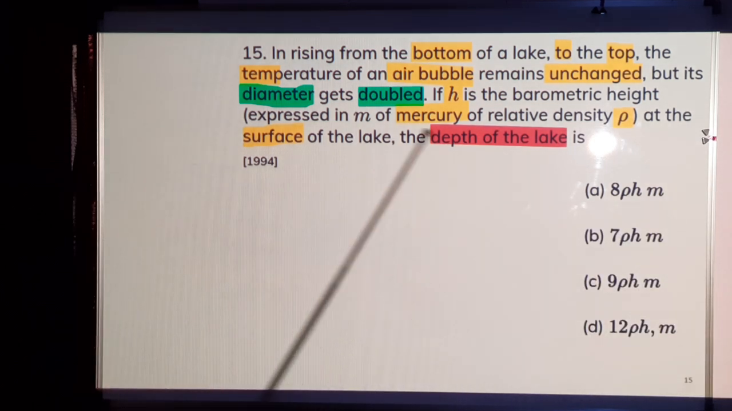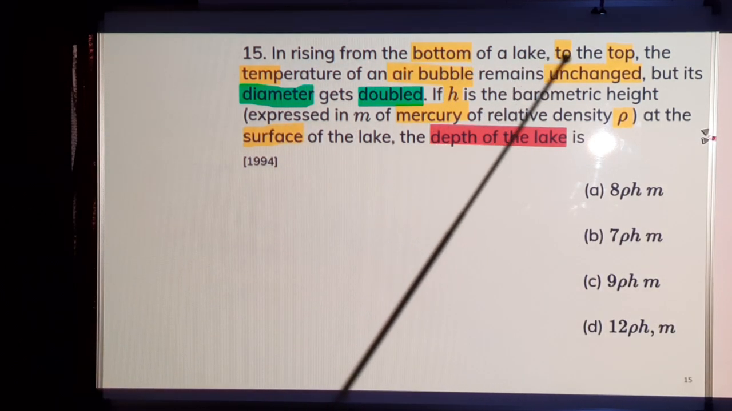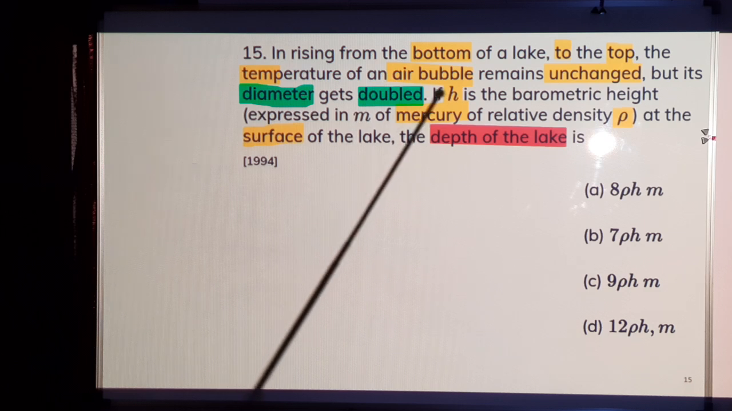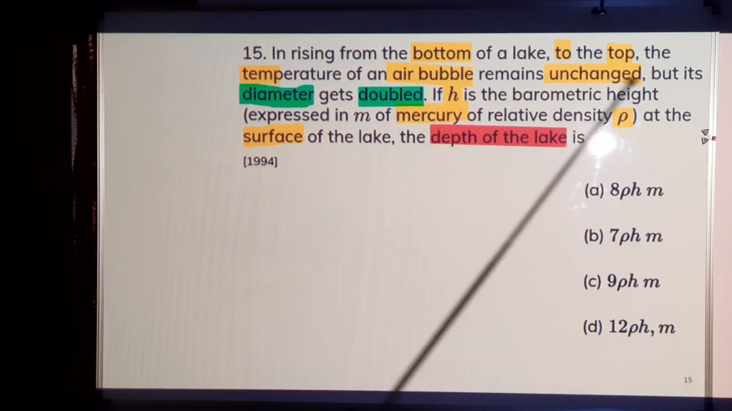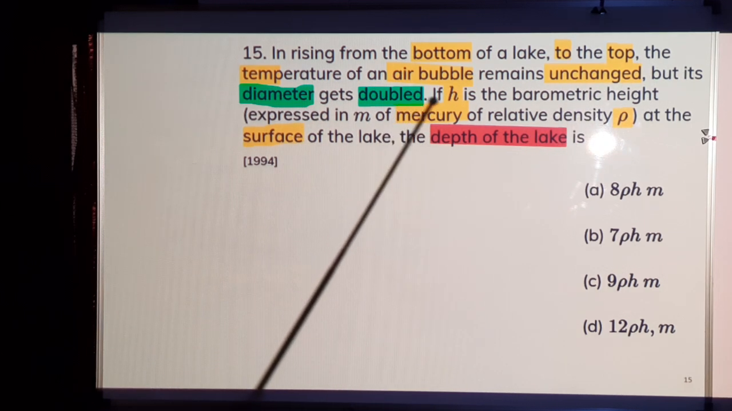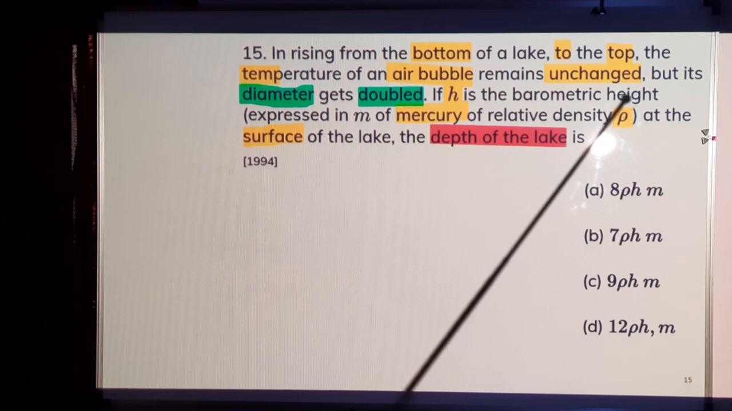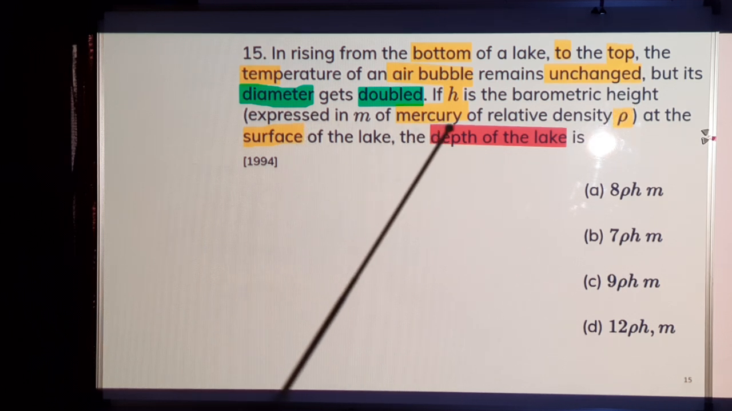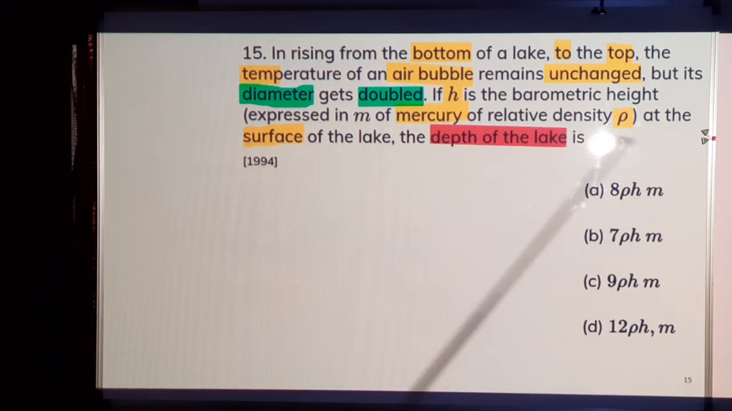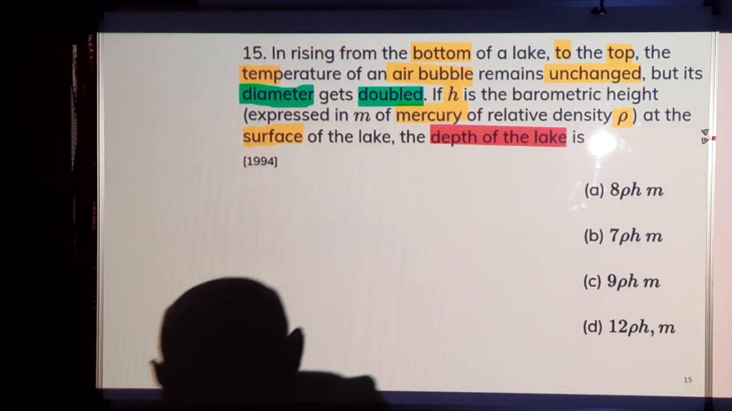Next question. In rising from the bottom of a lake to the top, the temperature of an air bubble remains unchanged, but its diameter gets doubled. If h is the barometric height, expressed in meters of mercury of relative density rho at the surface of the lake, the depth of the lake is. You can pause and try this question.